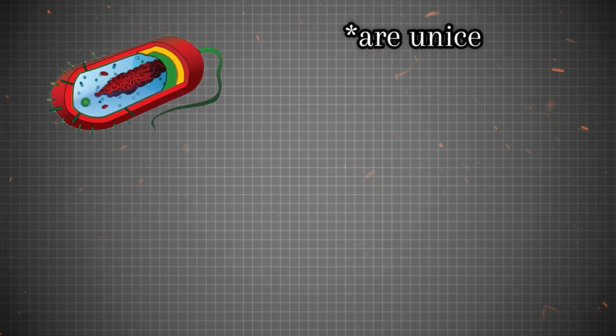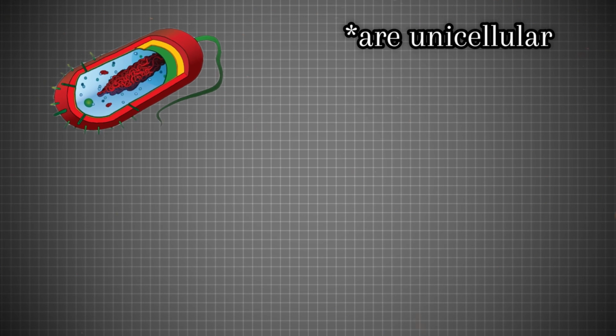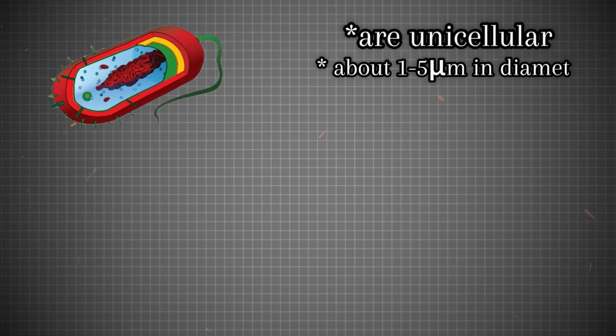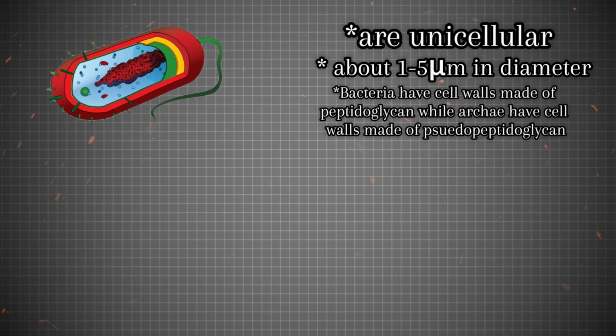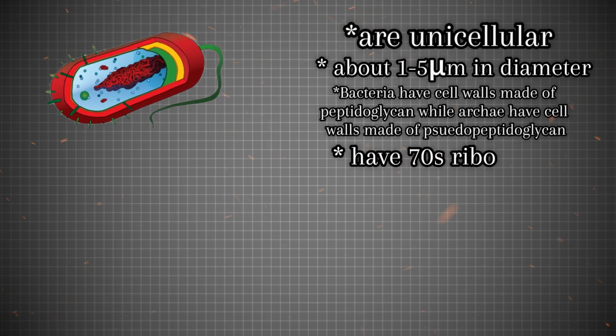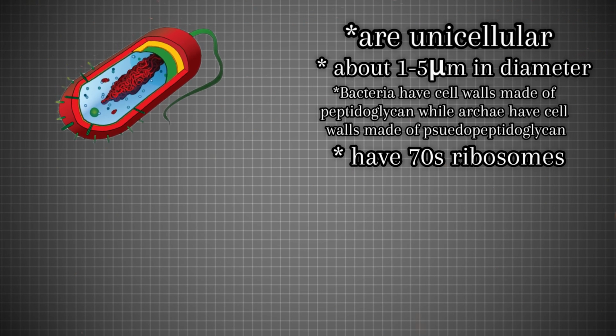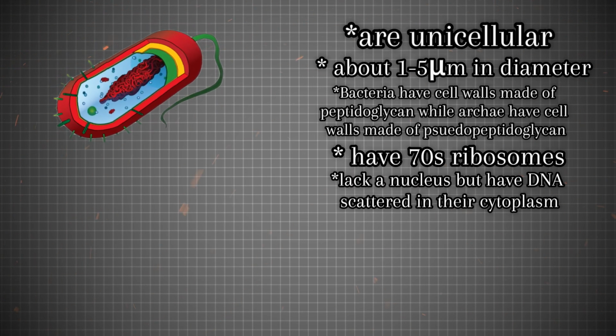Prokaryotes are unicellular. That means that the entire organism is made up of just one cell. They are usually about 1 to 5 micrometers in diameter. Bacteria have cell walls made up of peptidoglycan, but archaea cell walls are made up of pseudopeptidoglycan. They have 70S ribosomes. They don't have a nucleus. Instead, they have strands of DNA scattered in their cytoplasms.